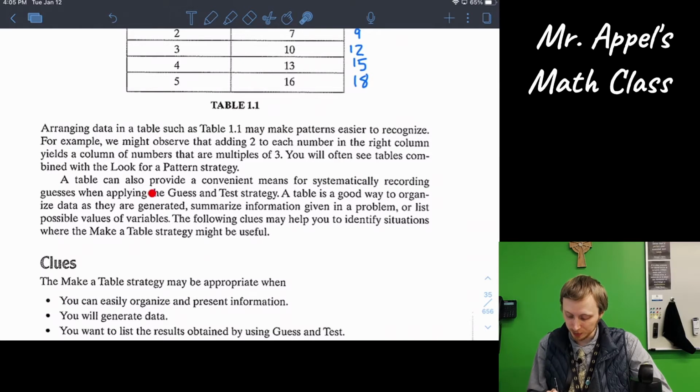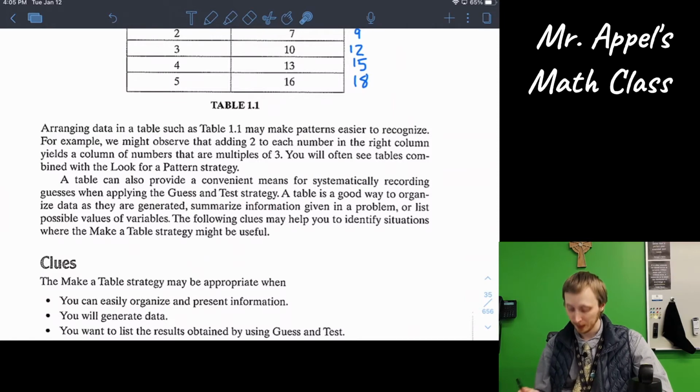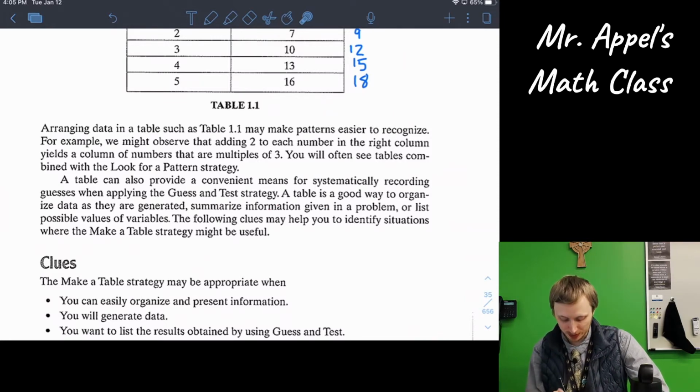A table can also provide a convenient means for systematically recording guesses when applying the guess and test strategy. A table is a good way to organize data as they are generated, summarize information given in a problem, or list possible values of variables. The following clues may help you to identify situations where the make a table strategy might be useful.